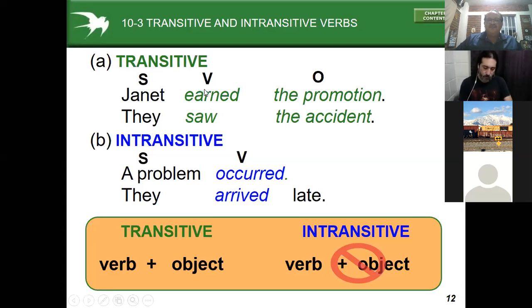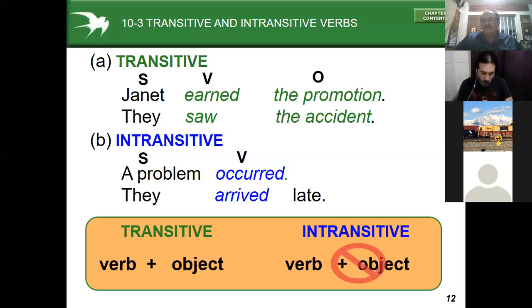But always remember a tip to discover if you have a transitive verb: if this verb answers the question what or who. For example, they saw what? The accident. They saw what? The car. The football match. The movie. They saw who? The girl. The policeman. They saw it. Exactly.